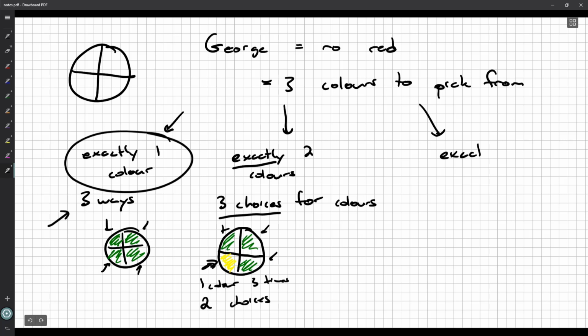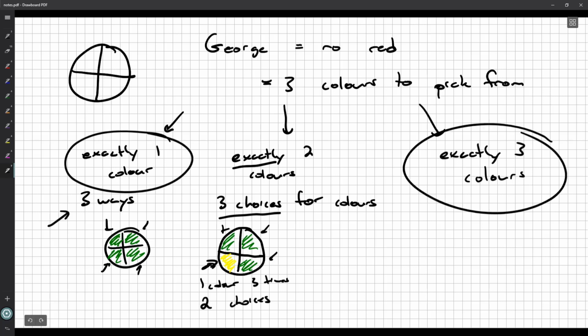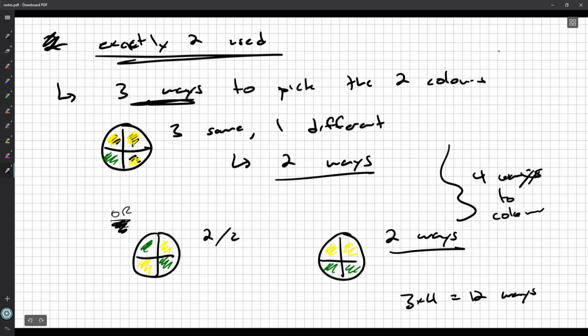He uses all 3 of his colors, because he can't use red, but he can use green and yellow and brown. So how many ways are there to do that? Well, he doesn't have a choice of which colors he uses, because he has to use all of them. So there's only one way to pick all the colors. But how many ways can he actually color things in now?